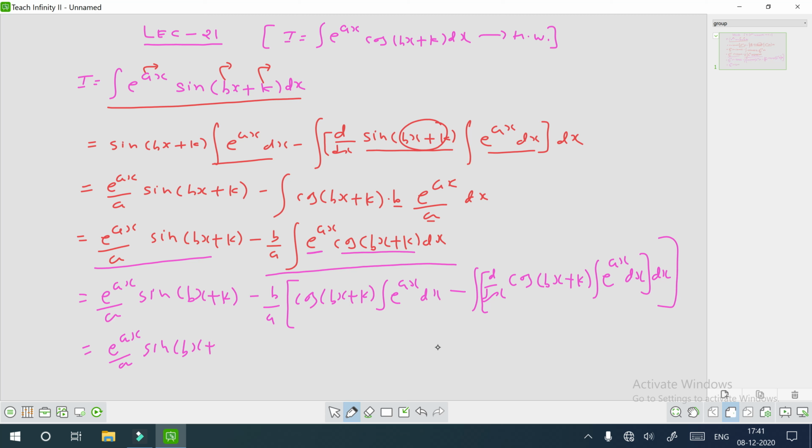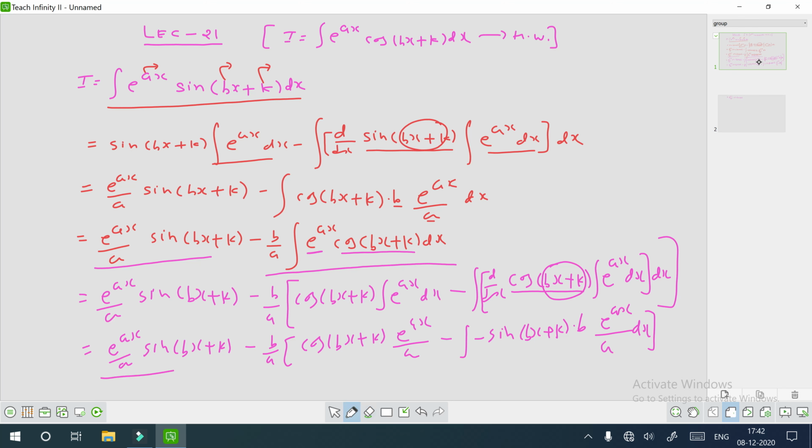cos bx plus k, what is the integration of e raised to ax by a, minus what is the differentiation of cos bx plus k, that is minus sine bx plus k into derivative of bx plus k, that is b, once again what is integration e raised to ax over a, whole into dx, into bracket complete.